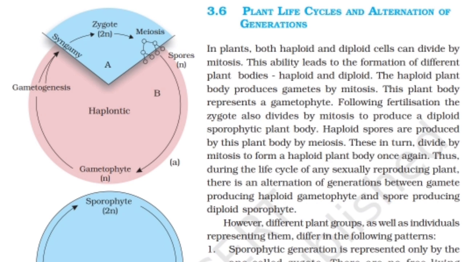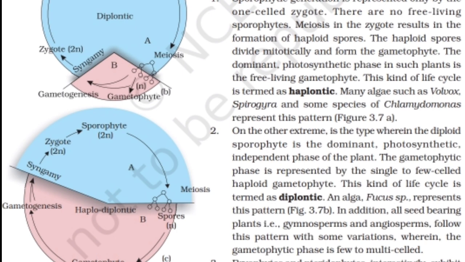Thus, during the life cycle of any sexually reproducing plant, there is an alternation of generation between gamete-producing haploid gametophyte and spore-producing diploid sporophyte. However, different plant groups as well as individuals representing them differ in the following patterns. 1. Sporophytic generation is represented only by the one-celled zygote. There are no free-living sporophytes. Meiosis in the zygote results in the formation of haploid spores. The haploid spores divide mitotically and form the gametophyte.